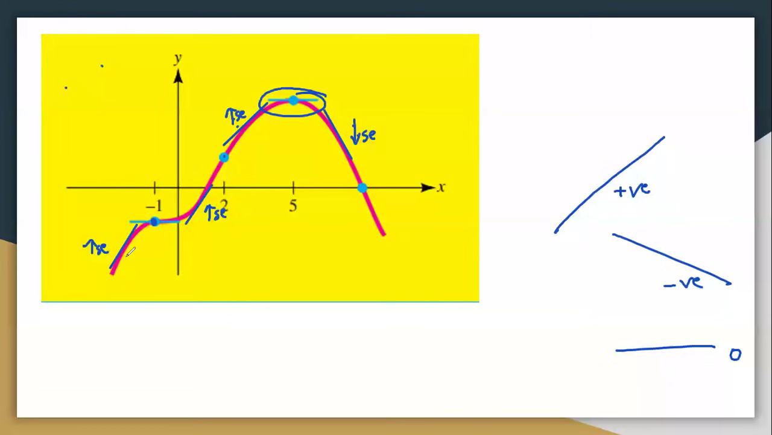Now, in case I want to obtain the region for increase for this particular curve, I'll say for increase, this side is from negative infinity, and this side is positive infinity.